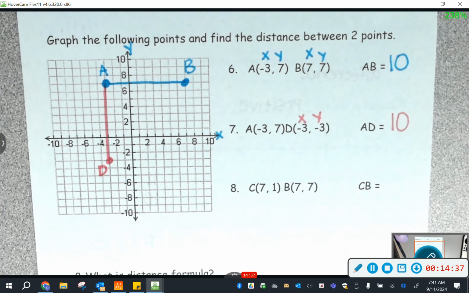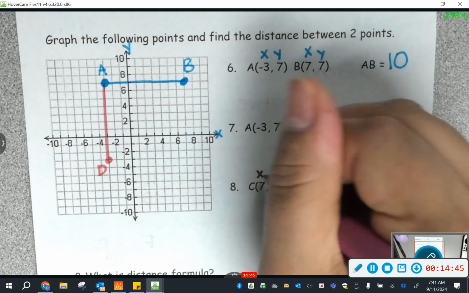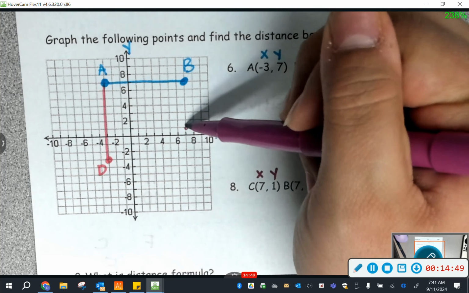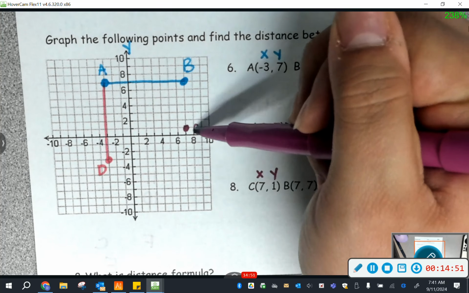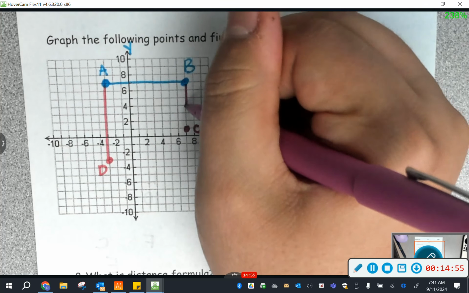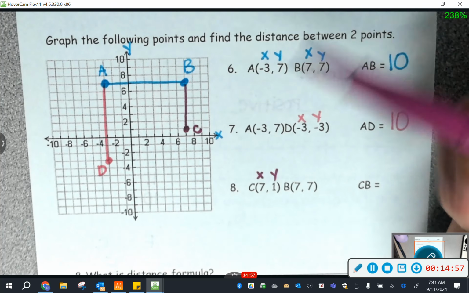All right, last one on this graph is we are at C. We got to do point C. C is at 7, 1. So I'm going to go all the way on the X to 7, and I'm going to go up 1. And it wants to know C to B. What is the distance?